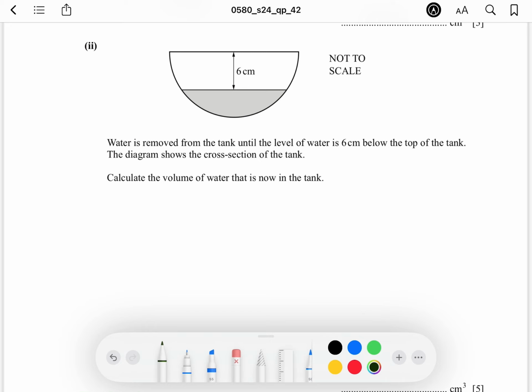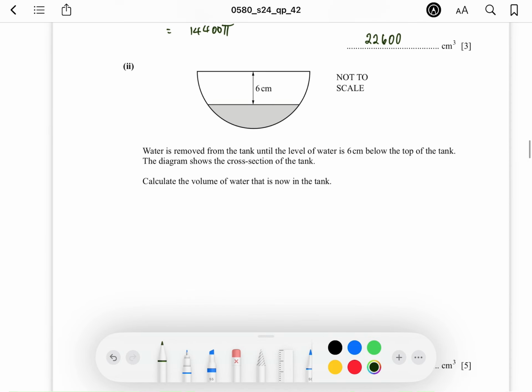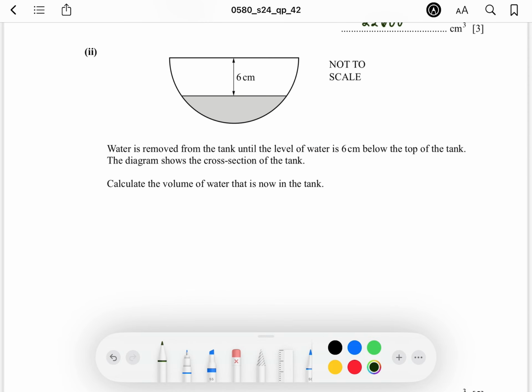Water is removed from the tank until the level of water is 6 cm below the top of the tank. The diagram shows the cross section of the tank. Calculate the volume of water that is now in the tank. Why divide by 2? Where does it say half? Not quite. For 5 marks, so it should be more than that.